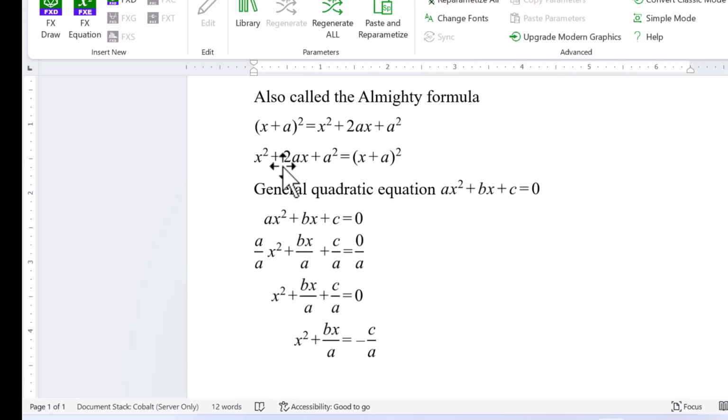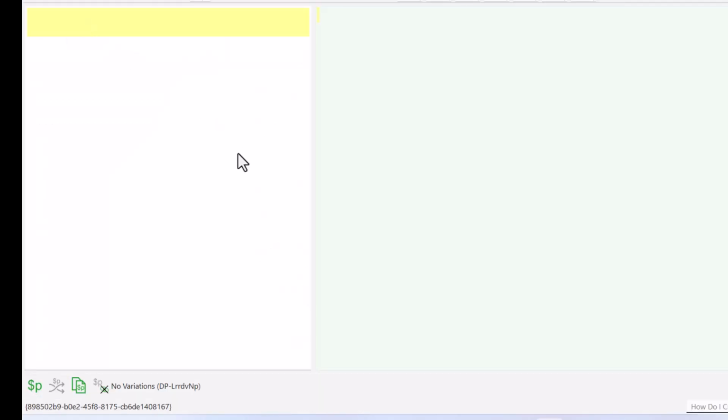So how do I do that? I need to do the reverse process. Since this is 2 multiplied by a and x, I'm going to do the reverse process, which is division. So I'm going to divide b over a. So this b now, divide b over a. Let me type it here.